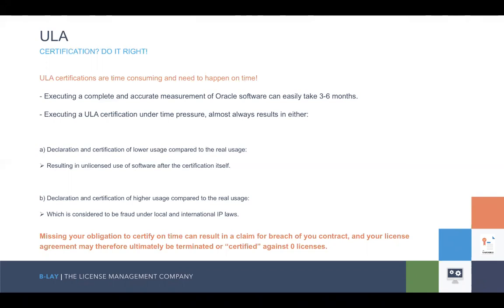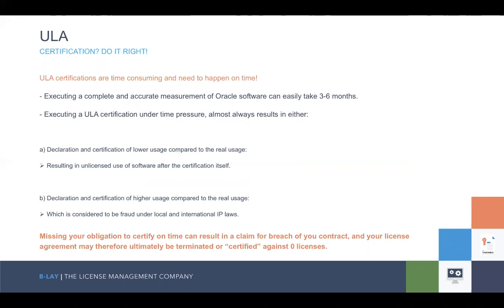First of all, it can be that you certify a lower amount of licenses than what the reality is. Meaning that if you have actually 1,000 processors deployed, but you didn't count correctly because of the time pressure, and therefore you only certified, let's say, 80% of it, then obviously you actually create a compliance issue yourself for 20% of your deployments the moment you certify. Or you may certify a higher number than what you're actually really using.